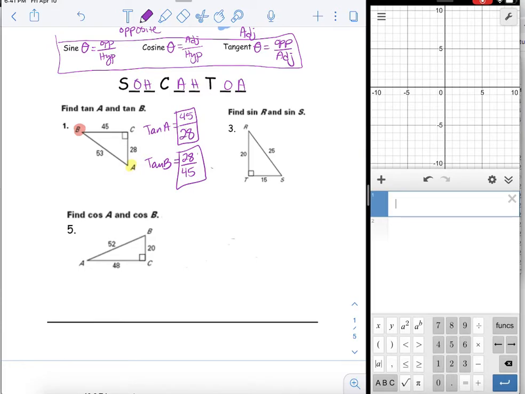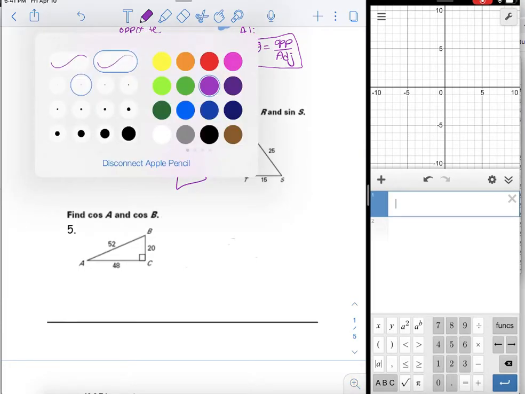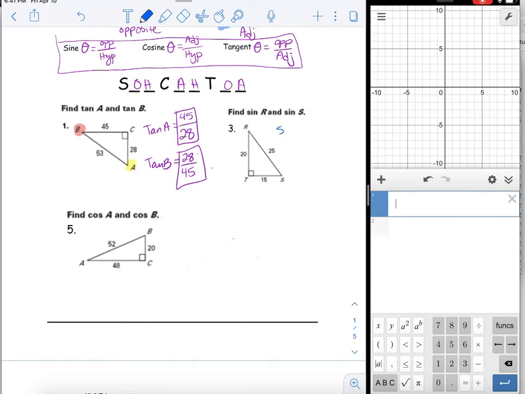So looking at the next one, we're going to look at the sine ratio. So the sine of R, so here is R, and the sine is opposite over hypotenuse. Opposite from R is 15, and the hypotenuse is 25. And so the sine of R, you want to reduce this, and they can reduce by 5, giving you 3/5. So the ratio for the sine of R is 3/5.